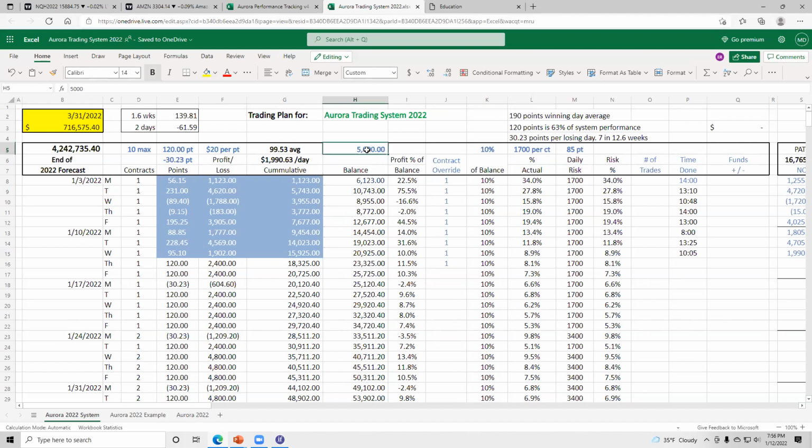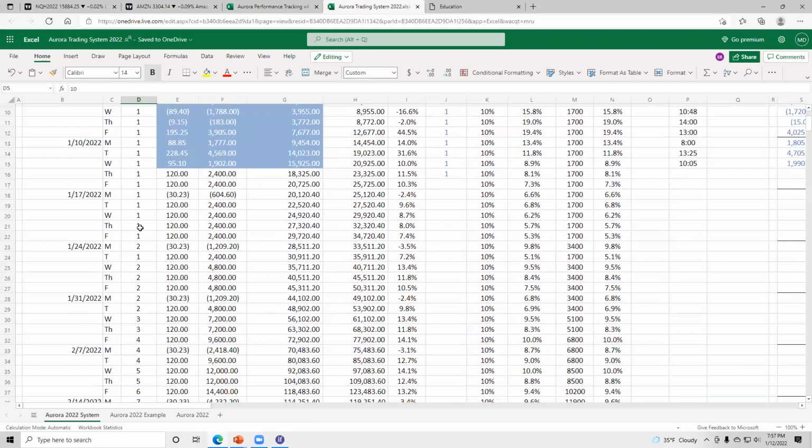So what does that mean? We start with a $5,000 account. We are planning for our winning days to have an average of 120 points a day, where the system is actually averaging 190 points a day on our winning days. We're planning to have losing days where those losing days are going to be 30.25 points. That's right in line with what we've seen. In fact, it's a little overstated, but it's pretty much in line with what we've seen for the system production so far. We are, at least as of right now, planning on scaling up to 10 contracts.